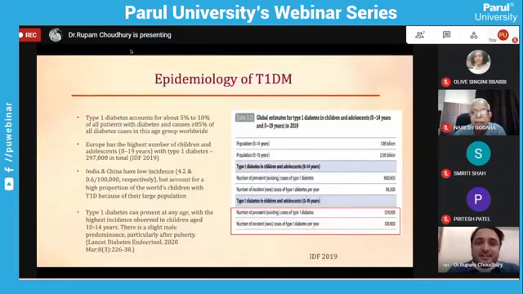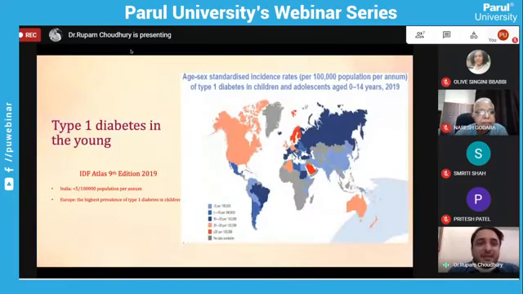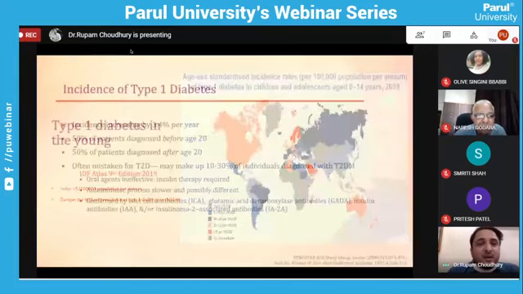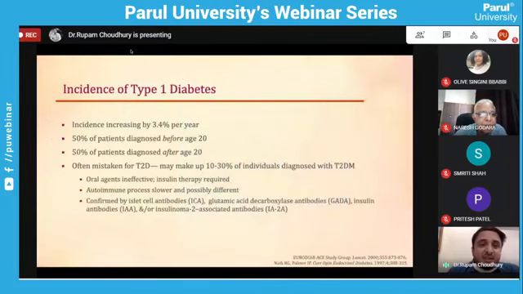This is the world map depicting type 1 diabetes in the young. This is the IDF, International Diabetes Federation Atlas 9th edition 2019. Here we can clearly see that in India, the incidence of type 1 diabetes is less than 5 out of 1 lakh population per annum. Europe, however, has the highest prevalence of type 1 diabetes in children. The incidence is increasing by 3.4% per year.